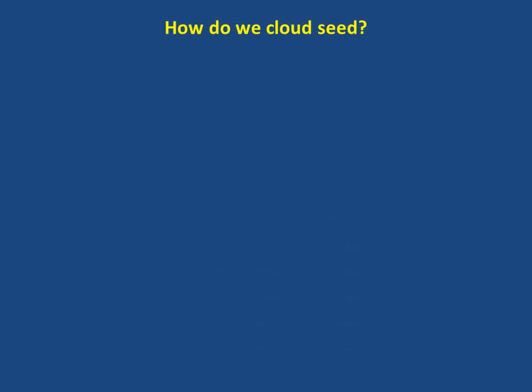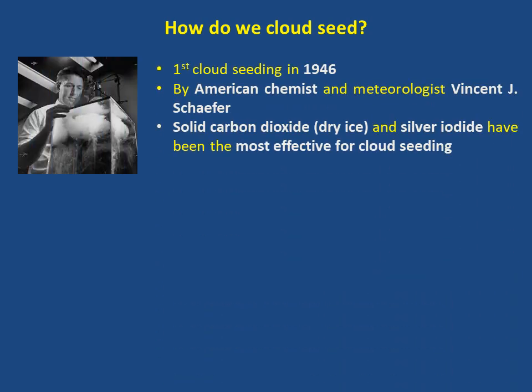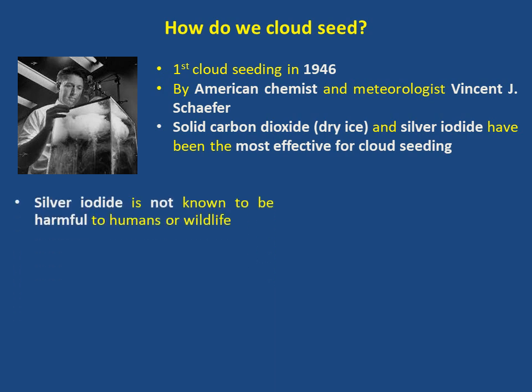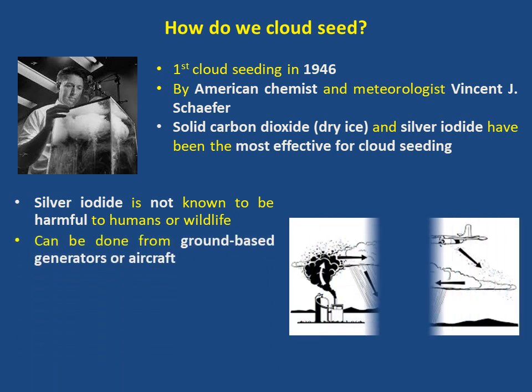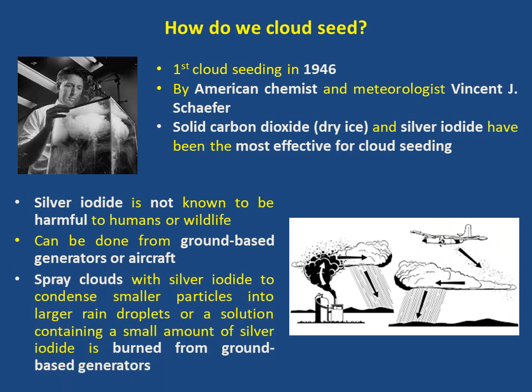How do we cloud seed? The first experiments with cloud seeding were conducted in 1946 by American chemist and meteorologist Vincent J. Schaefer. Many substances have been used, but solid carbon dioxide, dry ice, and silver iodide have been the most effective for cloud seeding. Silver iodide exists naturally in the environment at low concentrations and is not known to be harmful to humans or wildlife. Cloud seeding can be done from ground-based generators or aircraft. Aircraft are used to spray clouds with silver iodide to condense smaller particles into larger rain droplets, or a solution containing a small amount of silver iodide is burned from the ground-based generators.